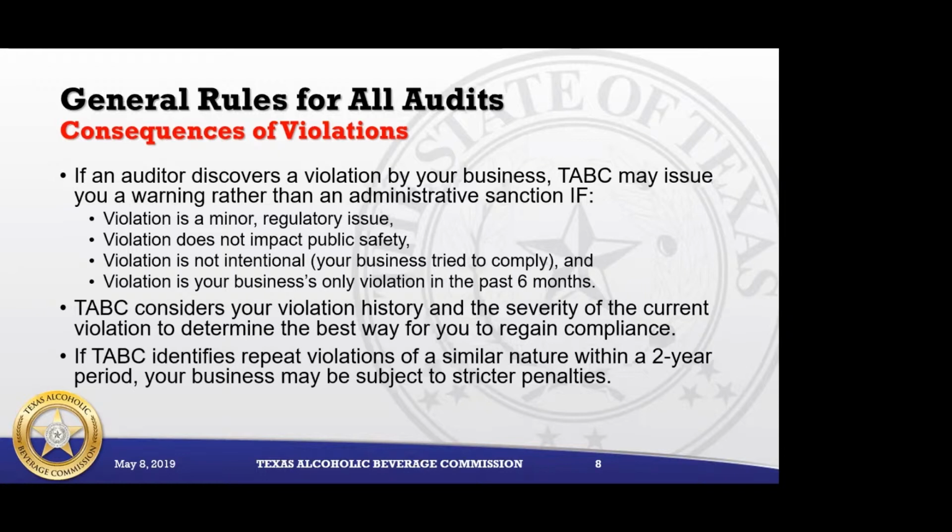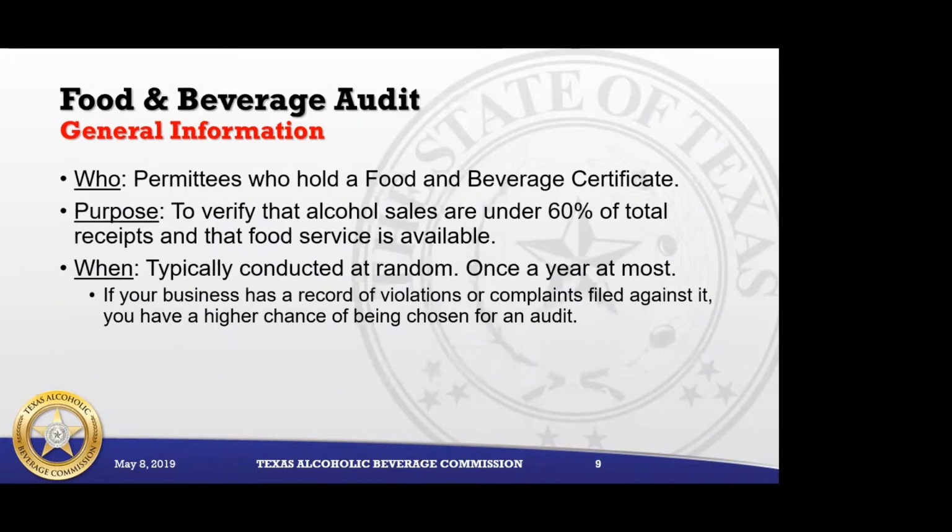So the first audit we're going to discuss right now is the food and beverage audit. This is conducted on permittees who hold a food and beverage certificate. This is a subordinate permit normally, so you will have a primary permit, which is normally a wine and beer retailer's permit or a mixed beverage permit. And so those are the types of permits that would also hold a food and beverage certificate.